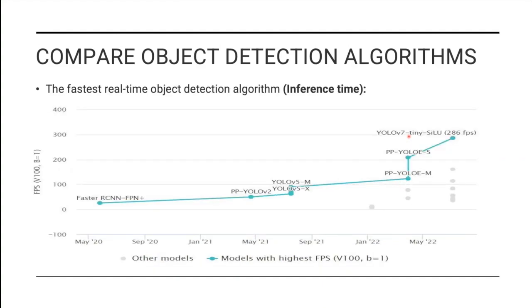To check which is the fastest real-time object detection algorithm, we look at the inference time. So we have algorithms such as Faster RCNN in 2020, and then coming to 2022, we still have YOLO version 7. Also, we have variants of YOLO, like YOLOE and so on. On the left we have the frames per second.